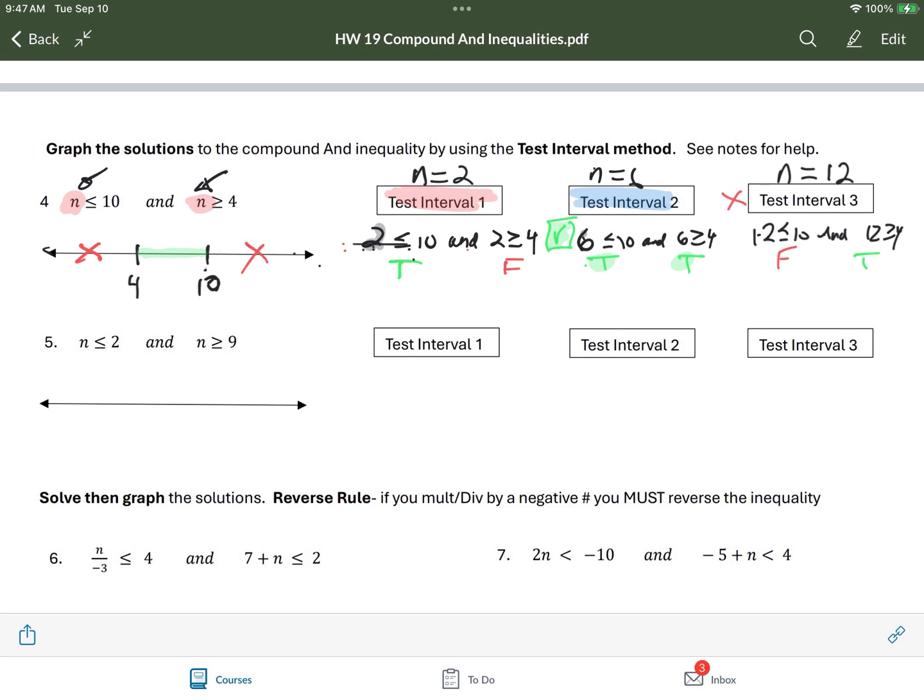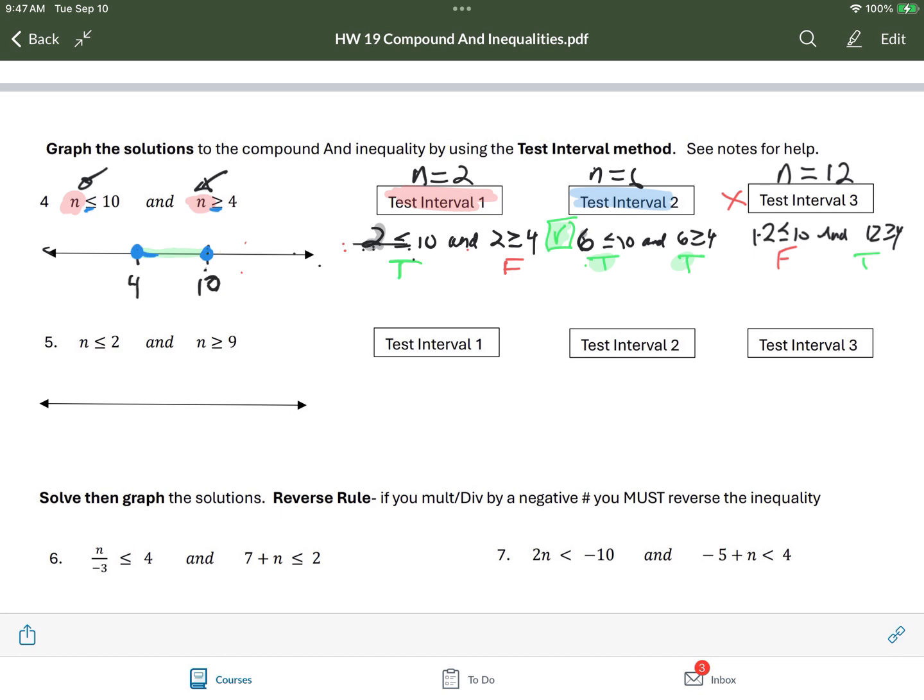So the only solutions are between 4 and 10. And because there's an equal-to symbol underneath there, you must have solid circles. So that should be your final answer, or just in between. So let's try the next one.